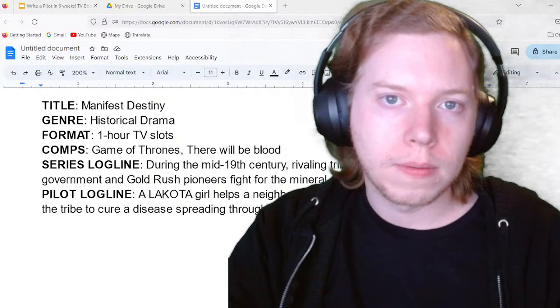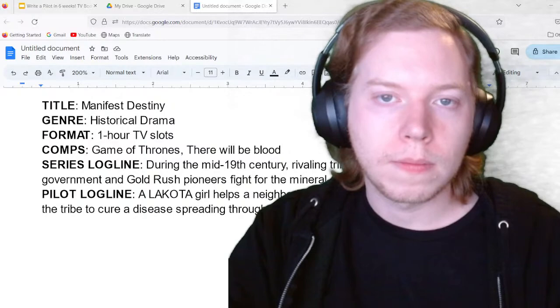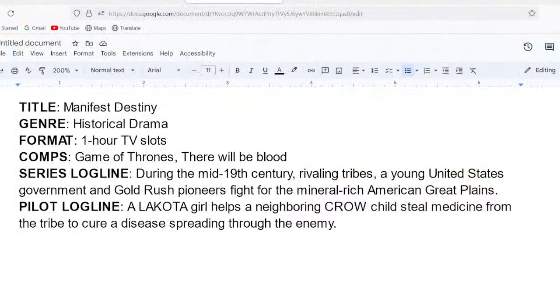What I've written down is basically that the tribe hates the Crows, and her brother is very hateful towards the Crows. So I think that's where the conflict is coming from. The girl wants to help this child steal medicine. Her brother's trying to stop her.